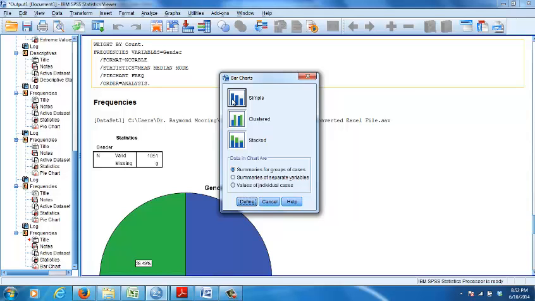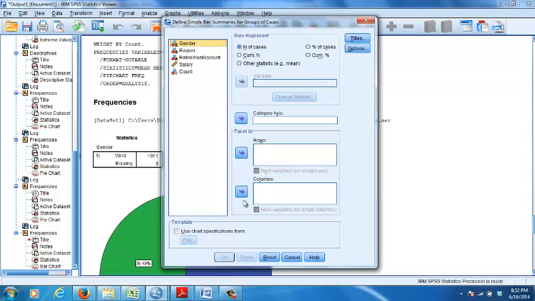Clustered is if I'd have multiple sets that I want next to each other, much like that training data set that I showed previously. And stacked is if I wanted them on top of each other so that the sum would equal 100%. So simple is fine. I'll click Define. I could give you percent of cases or number of cases. In this case, let me give you the number of cases. Okay, and click OK. So I want this for gender, so I'll put that over here and click OK.